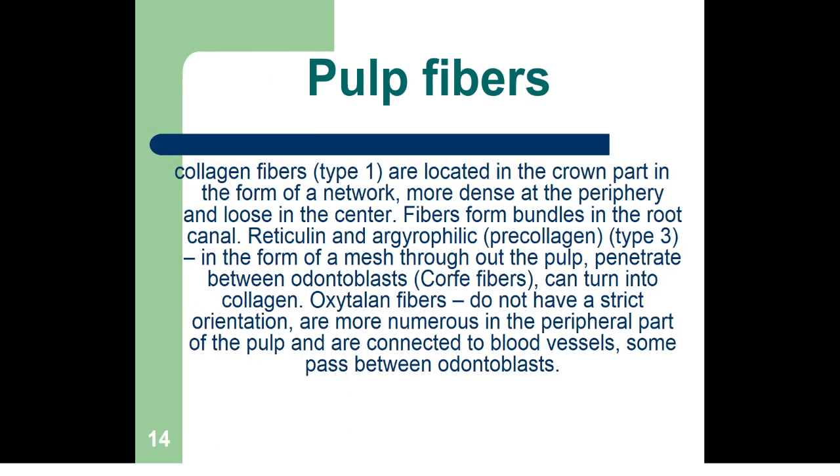Pulp fibers. Collagen fibers are located in the crown part in the form of a network, more dense at the periphery and loose in the center. Fibers form bundles in the root canal. Reticulin and argyrophilic fibers form a mesh throughout the pulp, penetrate between odontoblasts, and can turn into collagen. Oxytalan fibers do not have a strict orientation, are more numerous in the peripheral part of the pulp, and are connected to blood vessels. Some pass between odontoblasts.